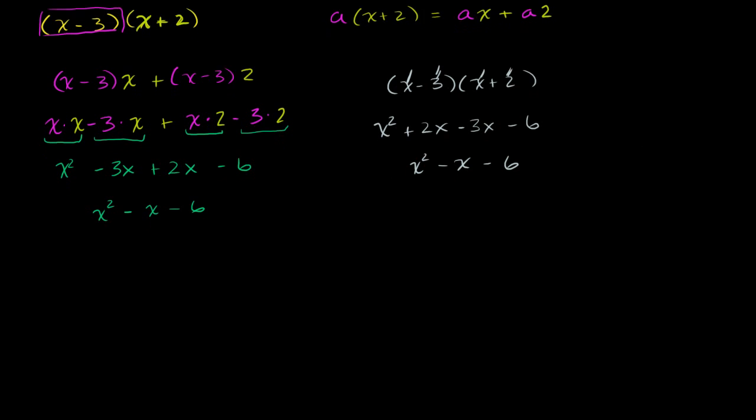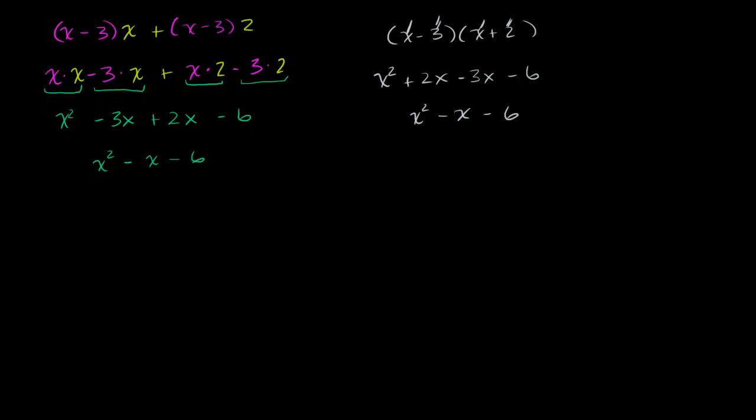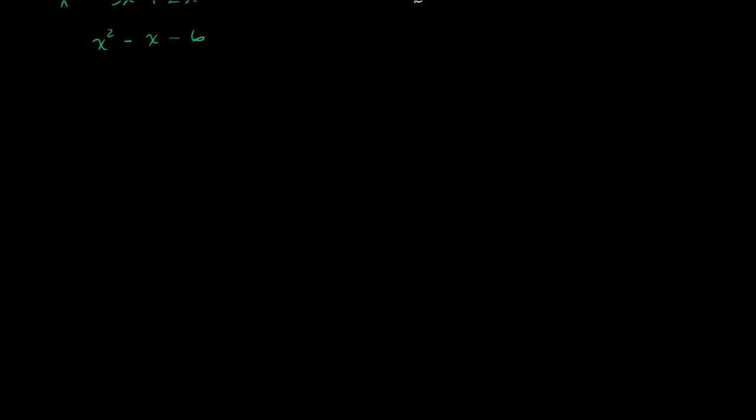Now, the next thing I want to do, and the principle is really the exact same way, but I'm going to multiply a binomial times a trinomial, which many people find daunting, but we're going to see if you just kind of stay calm, it's not too bad. 3x plus 2 times 9x squared minus 6x plus 4.